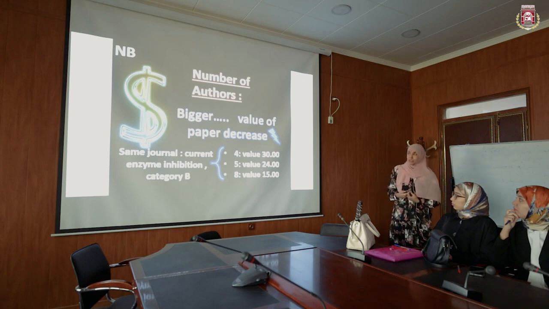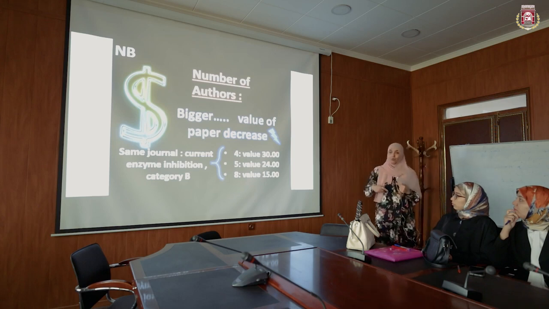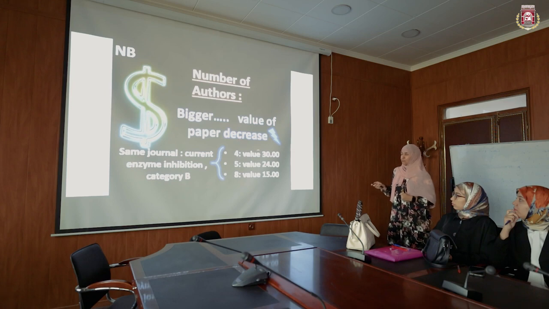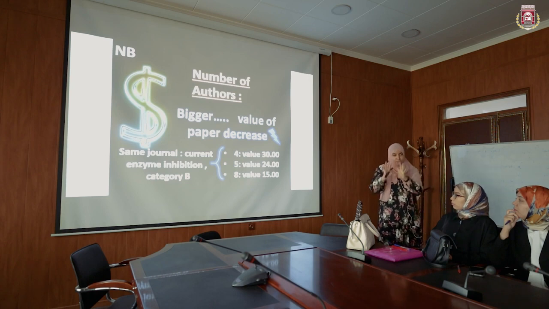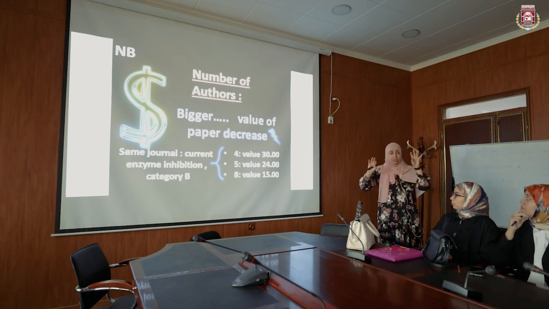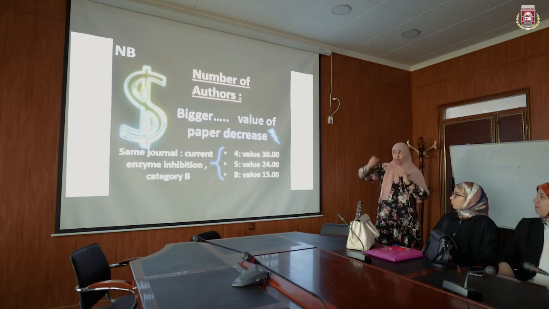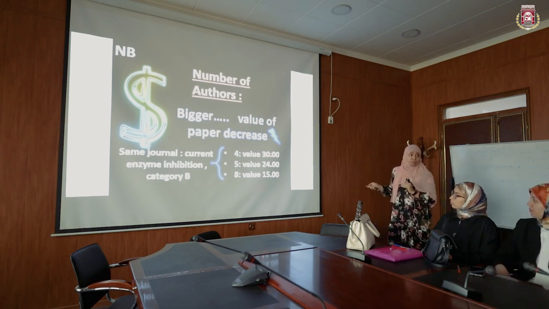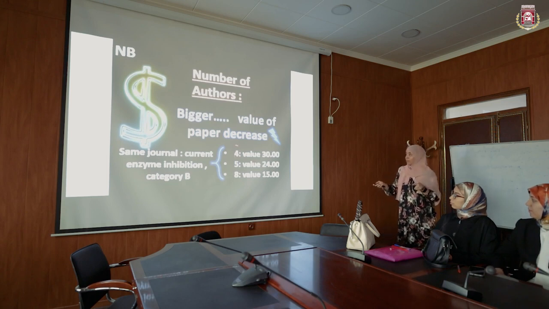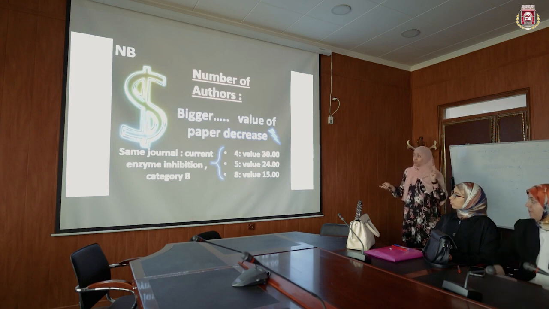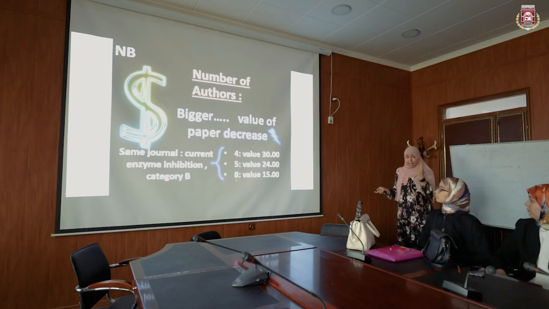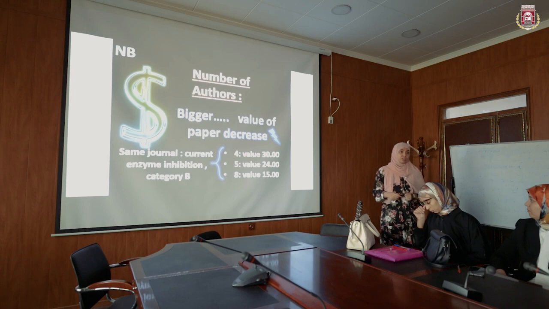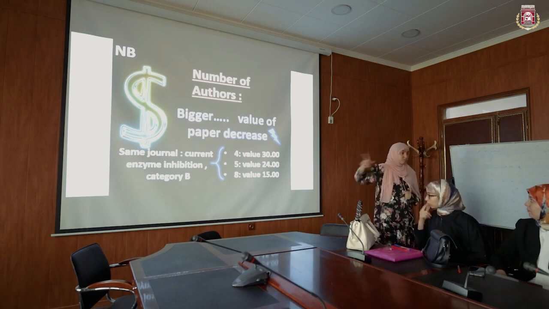Another good notice is that as the number of authors becomes bigger, the value of the paper decreases according to our ministry. Because we have Excel files where we should enter the paper, the impact factor, and the number of authors. The higher the number of authors, the fewer points we get. You see here, for the same journal, Current Enzyme Inhibition, which is category B, if we have 4 authors, we get 30 points. If we have 5 authors, 24 points. 8 authors, 15 points. So the fewer the authors, the higher the value of the paper.